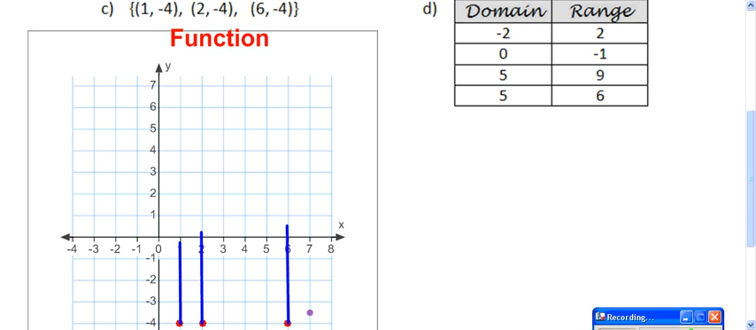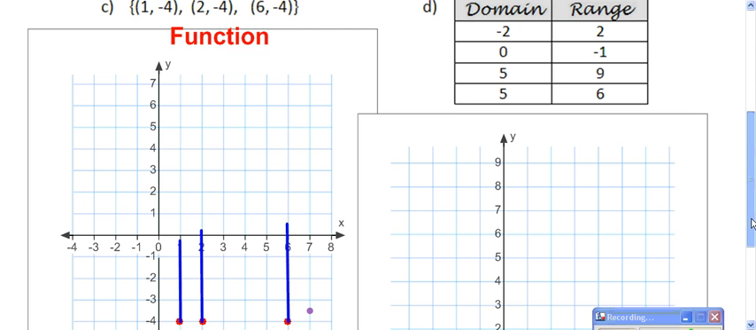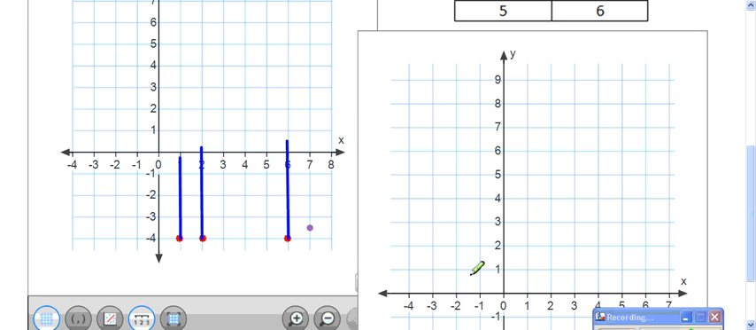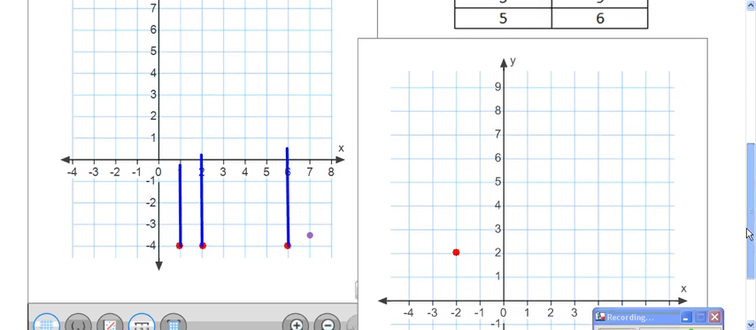Same concept in D. Again, they use domain and range. Remember, domain is your x values. Your range is your y values. Again, I'm just going to go ahead and plot these and prove to you that here in D, this would actually not be a function, and then I'll describe C and D. In my graph here, I'm going to plot negative 2, 2. It's my first ordered pair. Negative 2, 2. My next ordered pair is 0, negative 1.